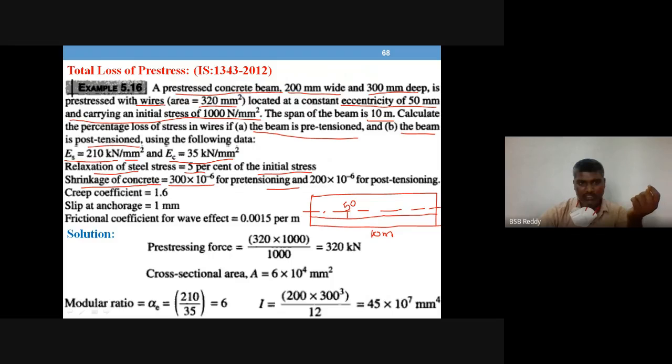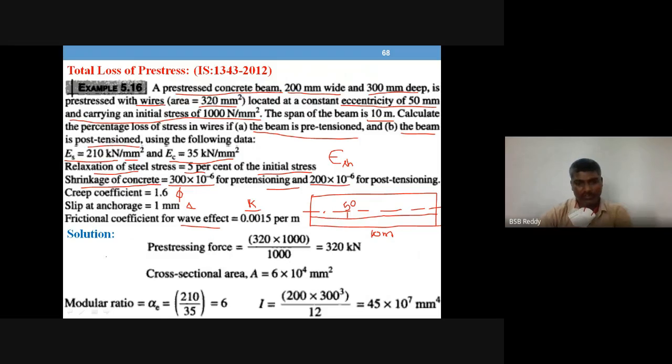Shrinkage strain epsilon sh is 2 into 10 power minus 6 for post-tensioning. Creep coefficient phi value is 1.6. Slip in anchorage, that means delta value, is 1 mm. And the frictional coefficient for wave effect, the constant k value, is given. Mu is not given, so leave it. We only use the k value for wave effect.